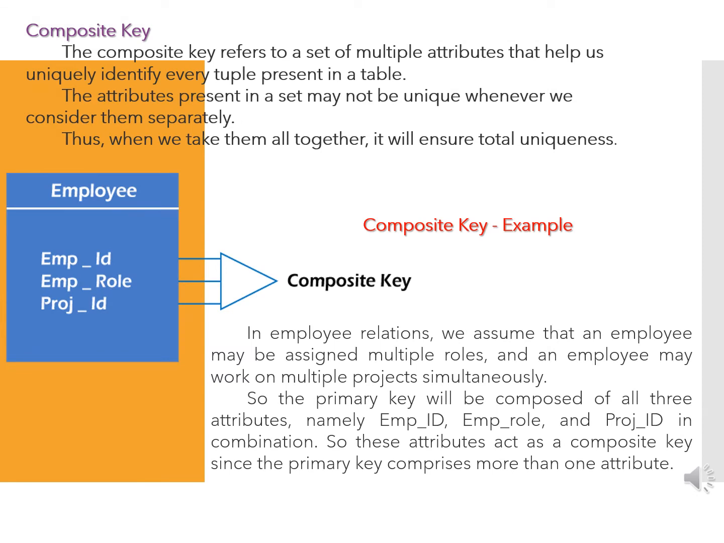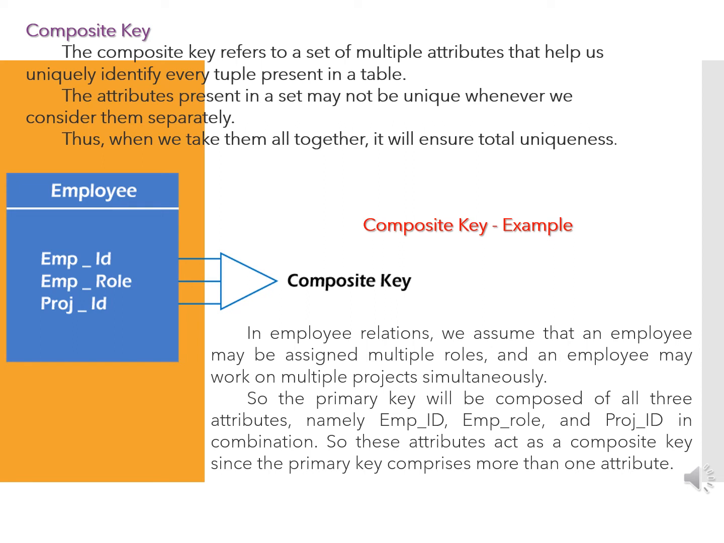Next, let's see about a composite key. The composite key refers to a set of multiple attributes that helps us uniquely identify every tuple present in a table. The attributes present in a set may not be unique when we consider them separately. Thus, when we take them all together, it will ensure total uniqueness. So it means that each key has its own uniqueness, and when we combine them, it will give a byproduct of new uniqueness.